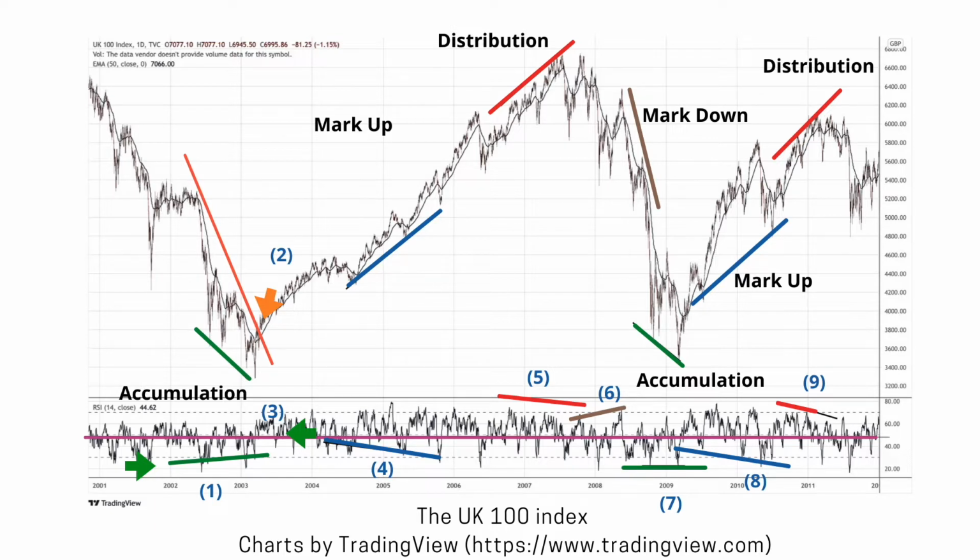A hidden bullish divergence is spotted at point 4, which signals a continuation of the trend. At point 5, a regular bearish divergence was spotted. A regular bearish divergence is a warning that the bulls are weakening and that the distribution stage may soon begin.